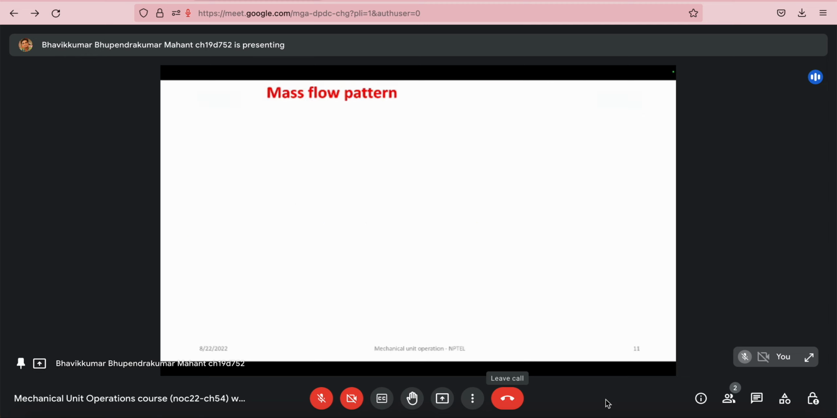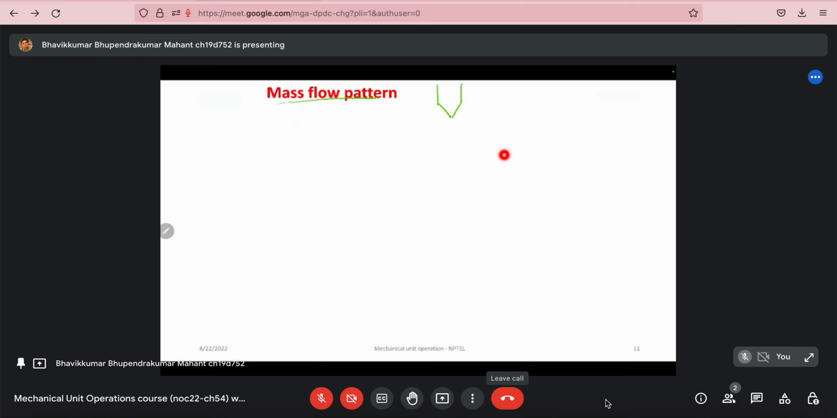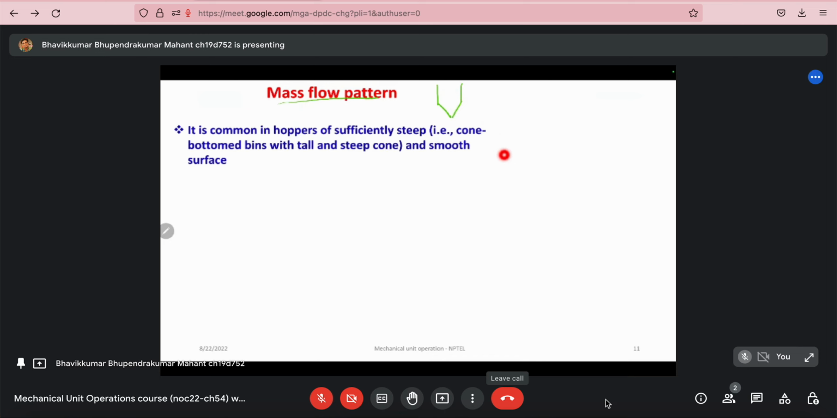So first is the mass flow pattern. As you can understand, mass flow pattern depends on the mass of the particle. It is common in hoppers that are sufficiently steep, that is, a cone bottom with a tall and steep cone and smooth surface. So if you have a hopper which has a steep surface, then your mass flow pattern can be easily visible.